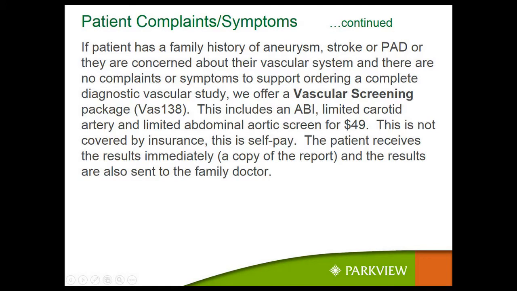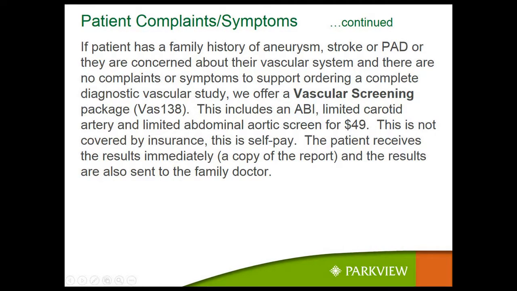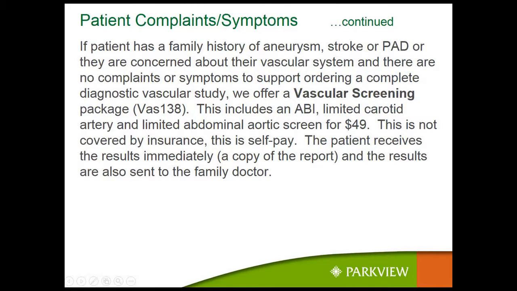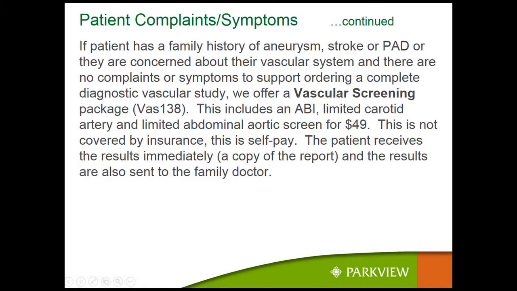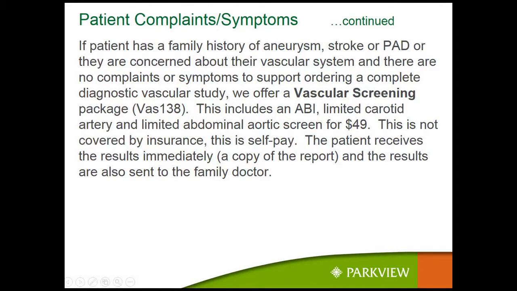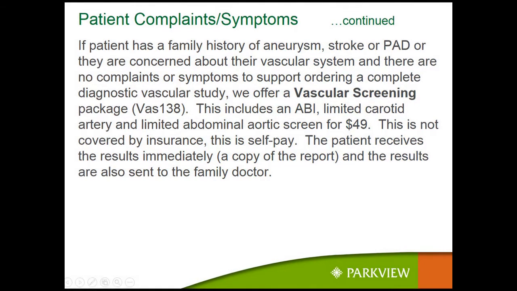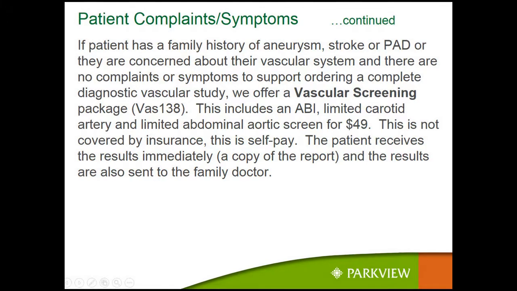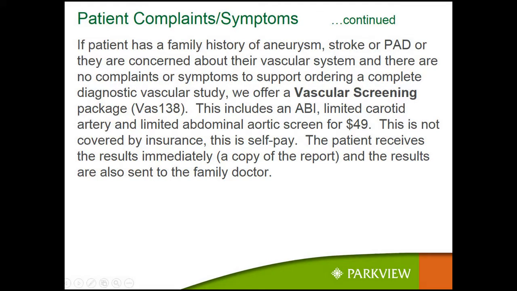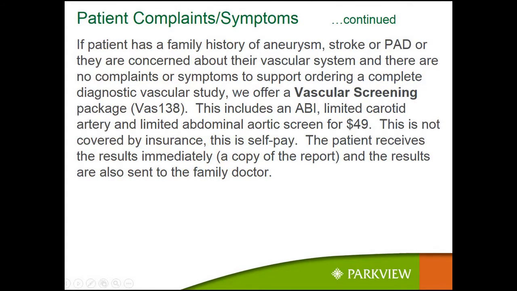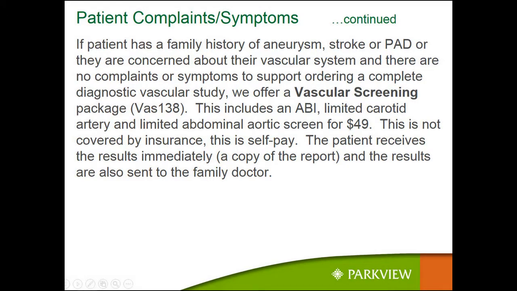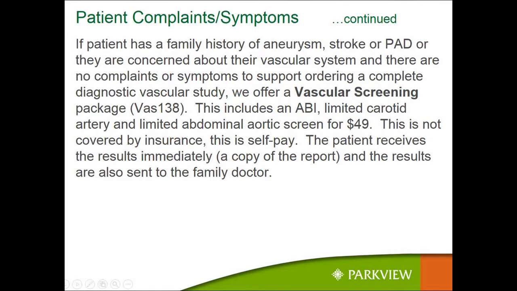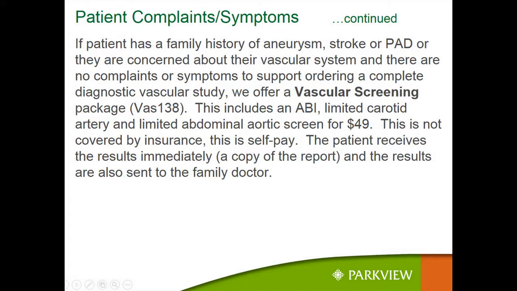This is also what we told the family doctors: if they have a family history of an aneurysm, stroke, or peripheral arterial disease, and again, insurance companies will not cover that, the best thing to do is order a vascular screening. It's $49. We give the patient the results right then and there. They get to take a copy with them. And if that doctor is in Epic with a fax number, we will send that doctor a copy of their report.